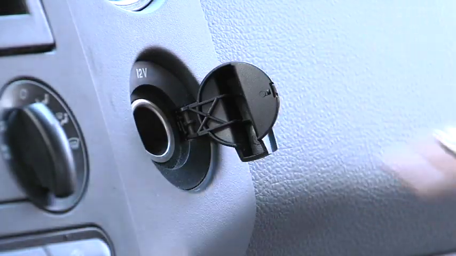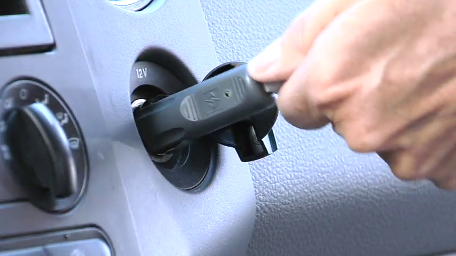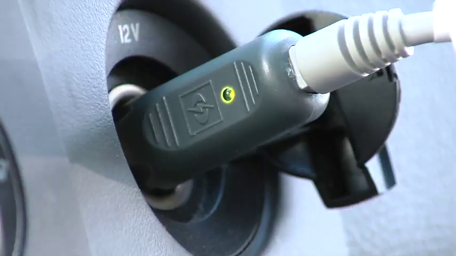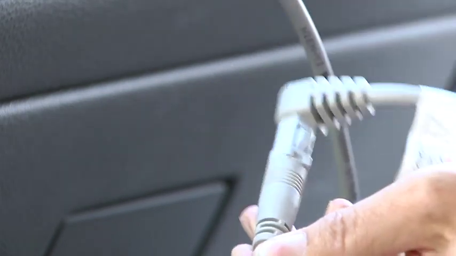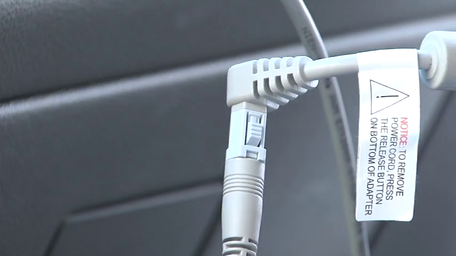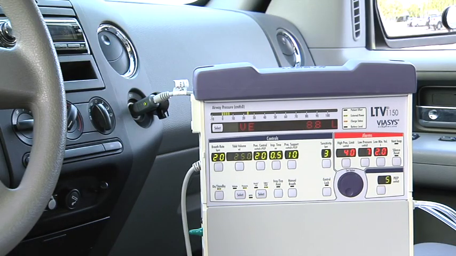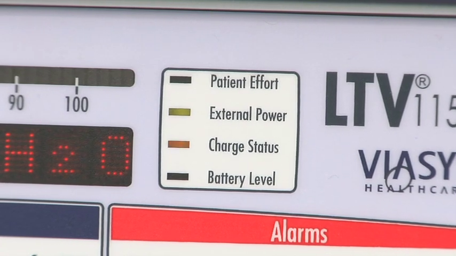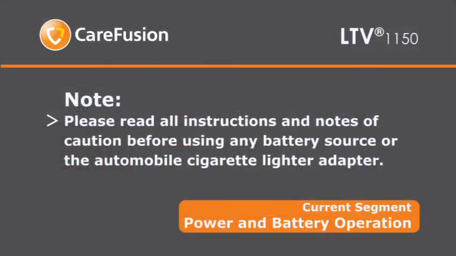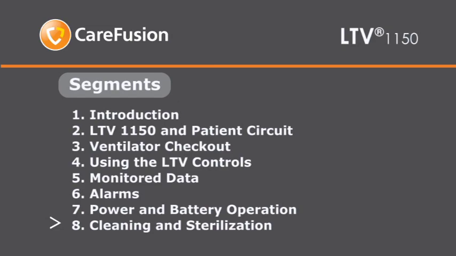After starting the vehicle, connect the automobile lighter adapter to the cigarette lighter or power outlet on the vehicle. Verify the LED on the adapter shows green. Connect the power connector of the adapter to the power port pigtail connector on the left side of the ventilator. Verify the external power LED shows green or amber and the charge status LED is lit. Please read all instructions and notes of caution before using any battery source or the automobile cigarette lighter adapter.